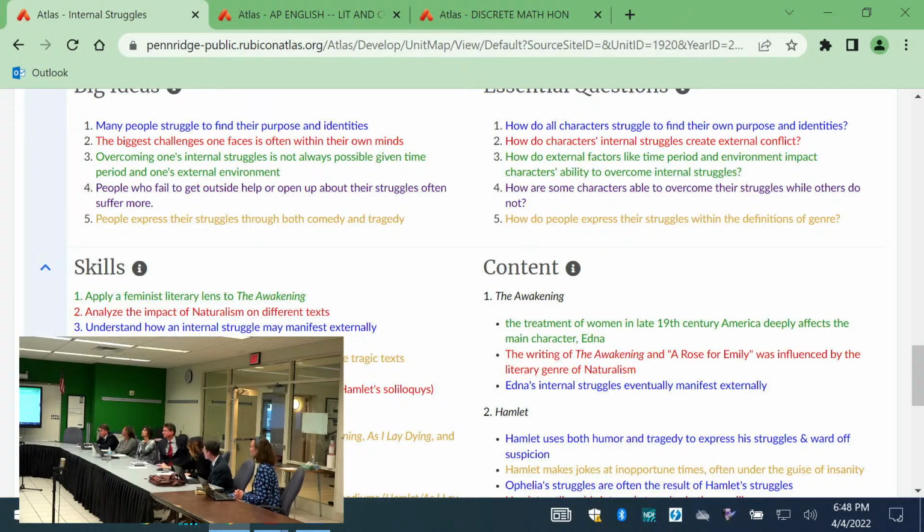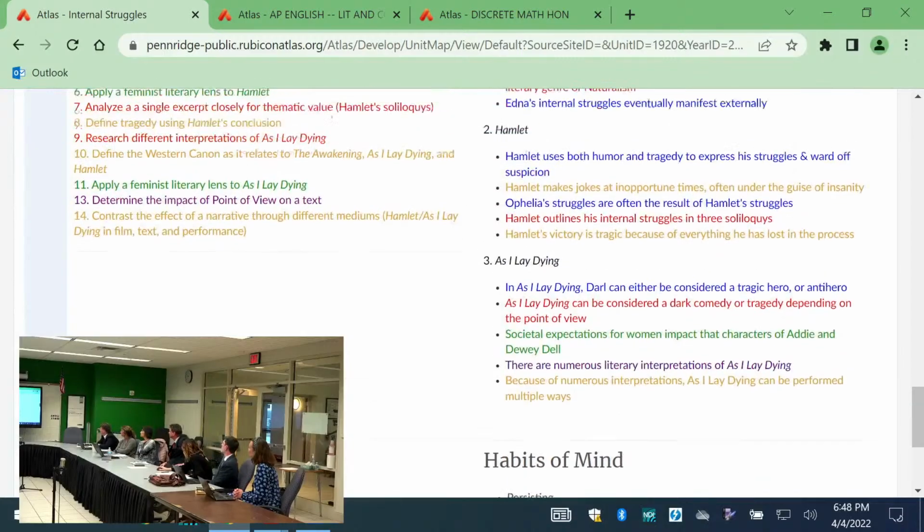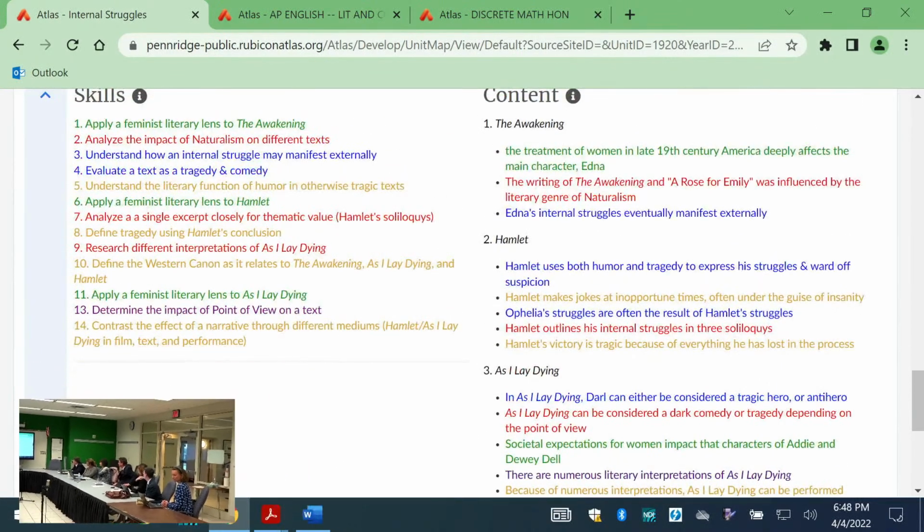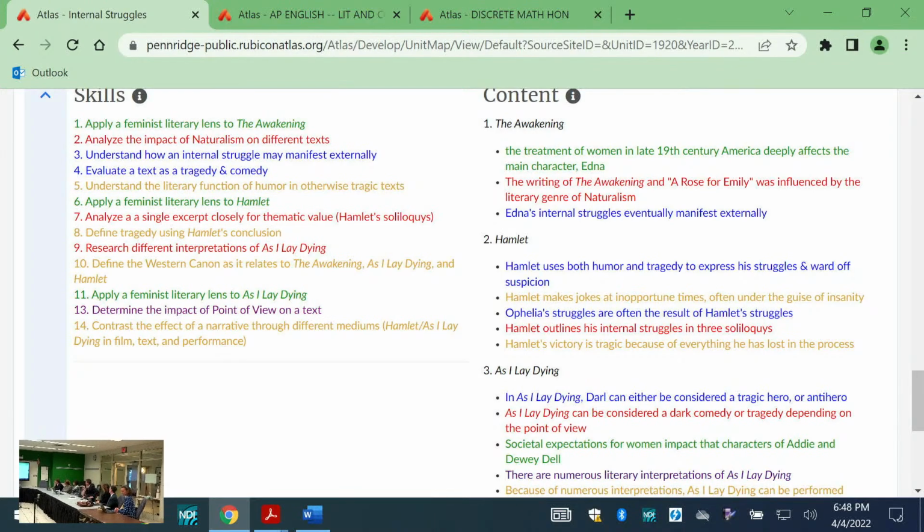Sarah, could you scroll down just a little, because I think here's where the color helps us. If you can get to the top of the skills, we made it so that number 1, number 6, and number 11 really are basically the exact same skill, but with 3 different pieces of literature. Then under the content for The Awakening, that green matches up specifically to the main character, Edna.